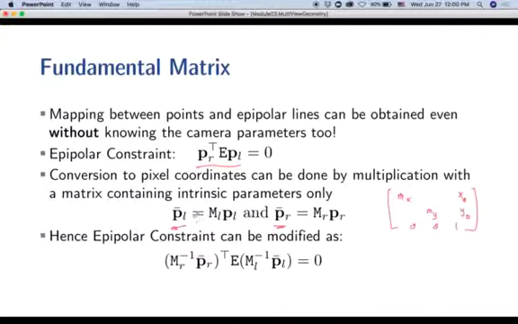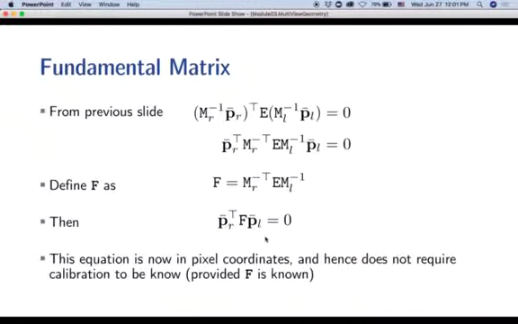Instead of PR, I will invert this here, and I'll write MR inverse PR bar, and so on, right? So I just write this in pixel coordinates now, and this in pixel coordinates, and this equality must also be 0, because it's really a substitution into this. Okay, but now my PR bar and PL bar are in image coordinates, which is more convenient, because if I click something on the image, I get it in image coordinates rather than in real world coordinates. Okay, so this is what we have.